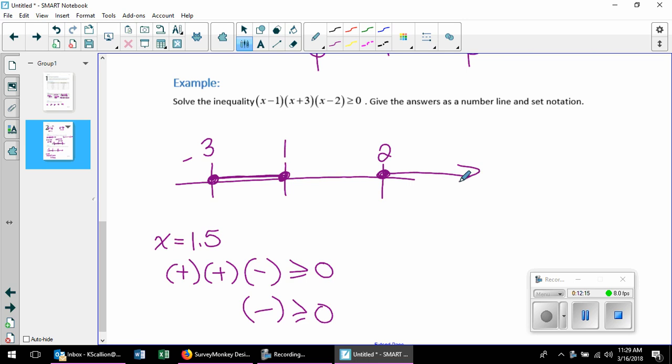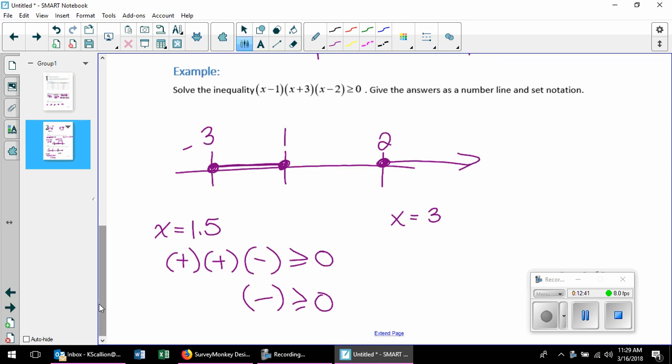If you want to double check, do it for 3. X is equal to 3. If I put 3 in here, it's positive. 3 in here is positive. 3 in here is positive. Positive would be greater than 0. Does that make sense? I don't really have to do any math. I just have to be able to reason it out. Okay, so that's my solution.